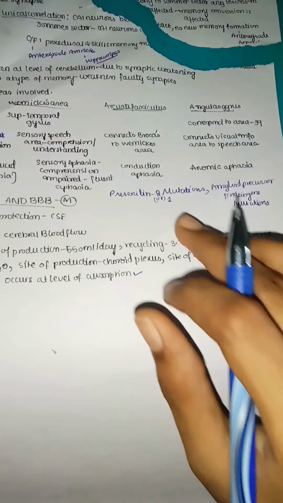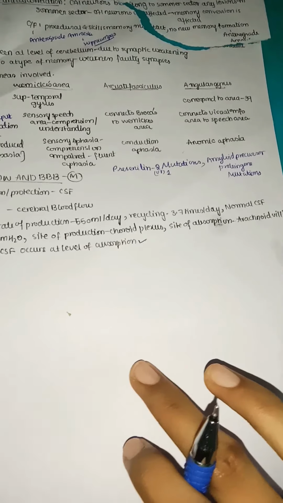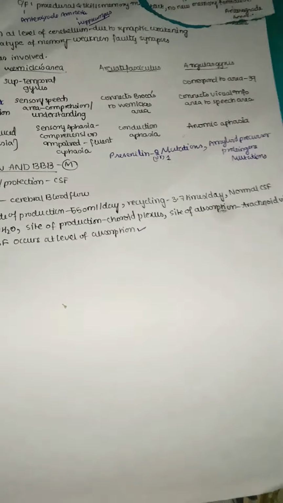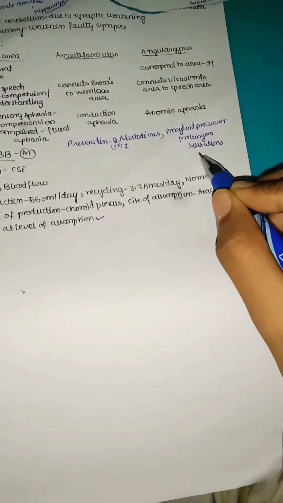And next, coming to arcuate fasciculus lesions, it is called conduction aphasia. And an angular gyrus lesion will lead to anomic aphasia. Here we have presenilin 2 or 1 mutation, which will lead to amyloid precursor protein gene mutations. So this is one more important point from the bits. So that's it, by this we complete our learning and memory.